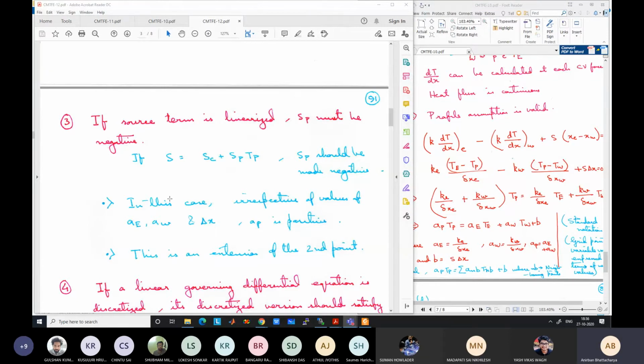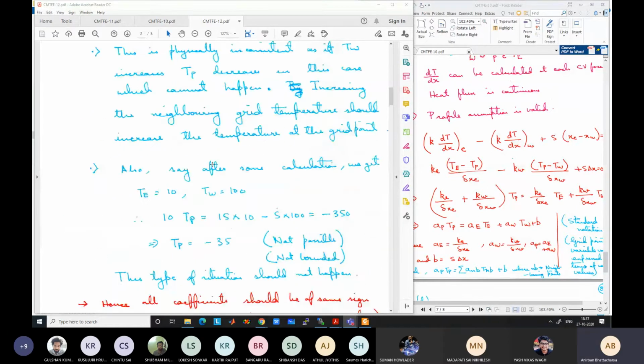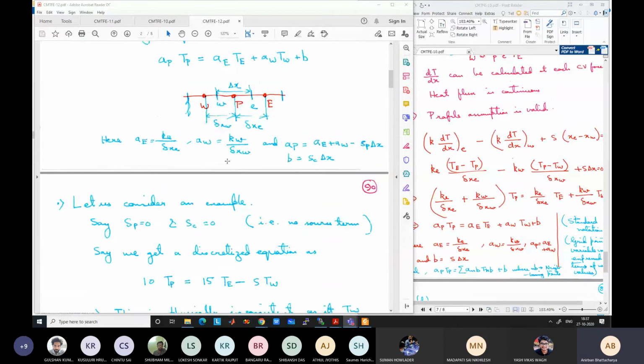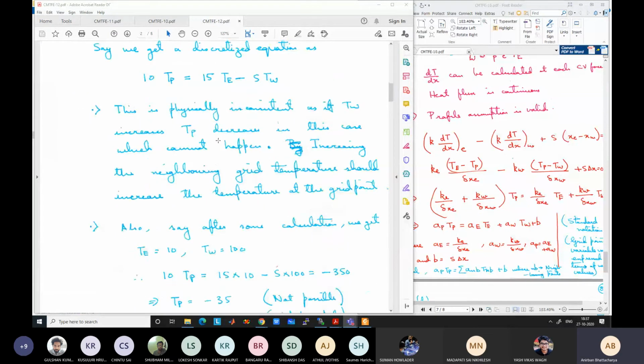If that is true, then whatever is the value of AE, AW, delta X, AP is always going to be positive. Basically we are going to ensure that; the second point is an extension of the first point. So these are the two important points: the first point, flux balance, and these two are very important.